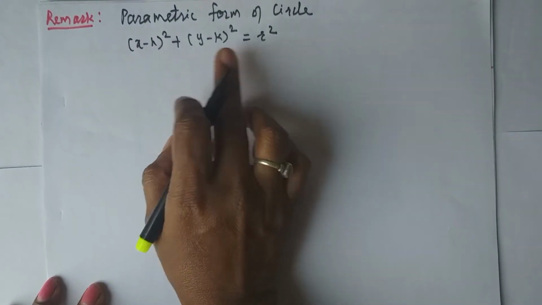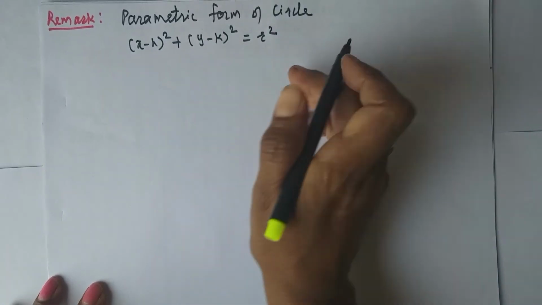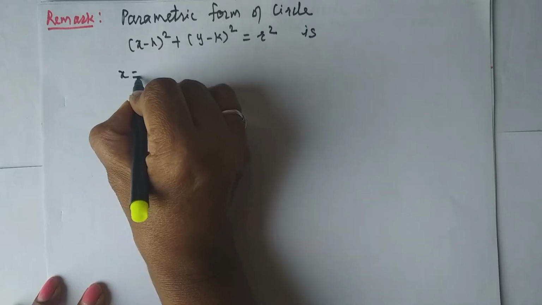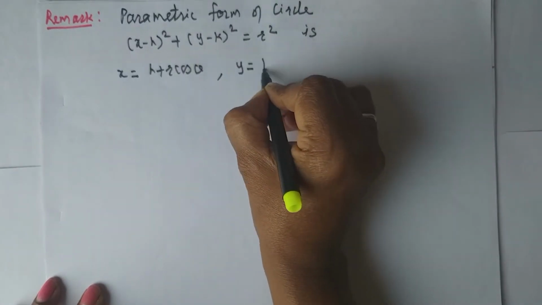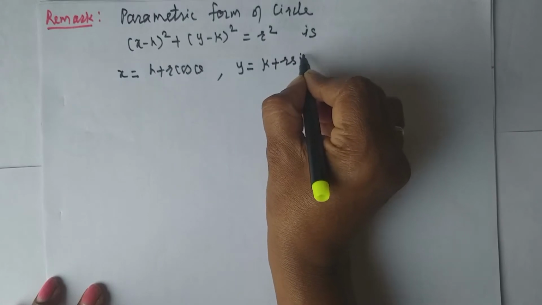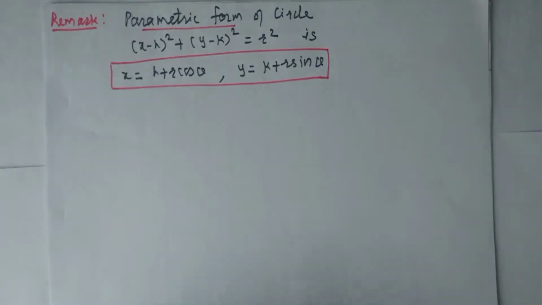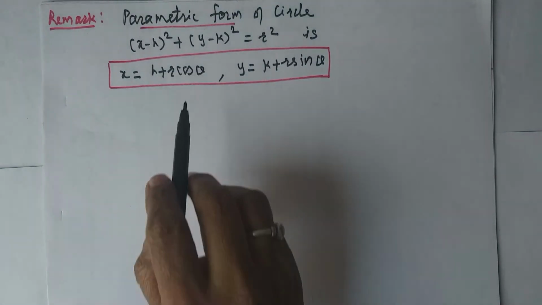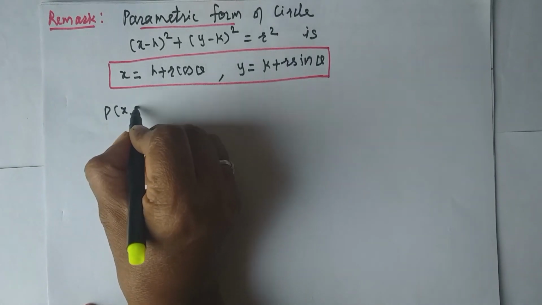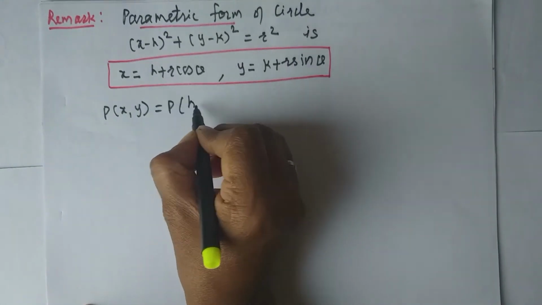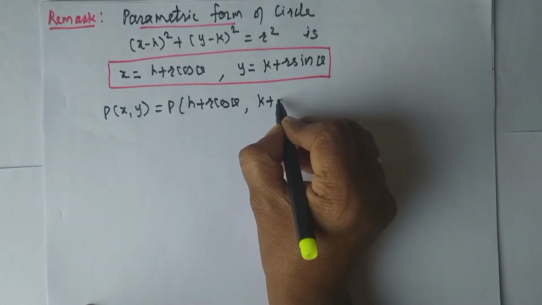Therefore, parametric form of circle (x minus h) square plus (y minus k) square is equal to r square is x is equal to h plus r cos theta and y is equal to k plus r sin theta. You remember this? This is parametric form of the general circle or circle in center radius form, where coordinates of point P are x, y means x coordinate is h plus r cos theta and y coordinate is k plus r sin theta.